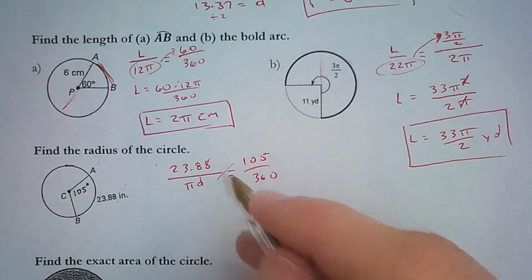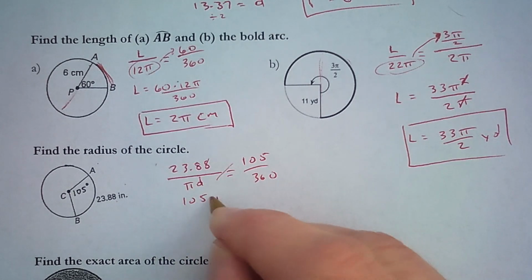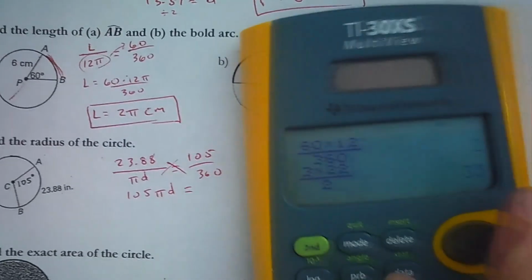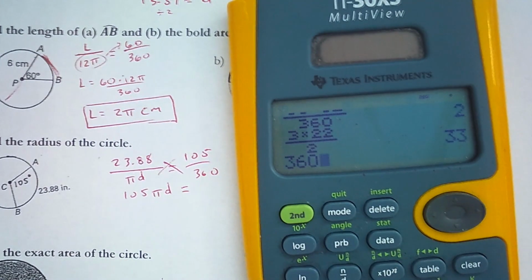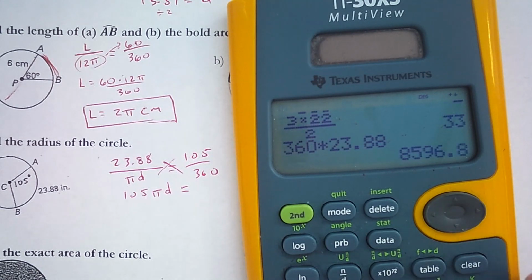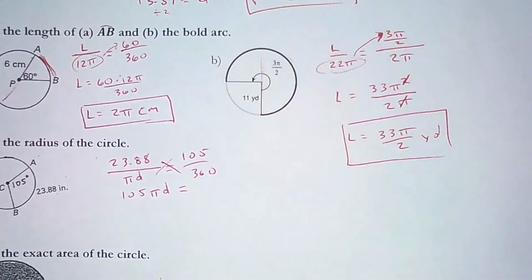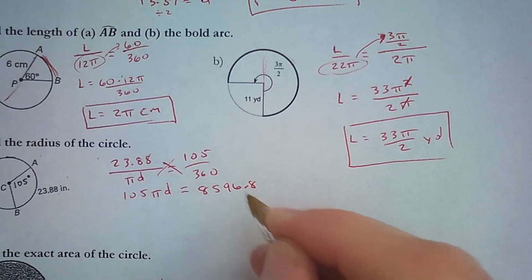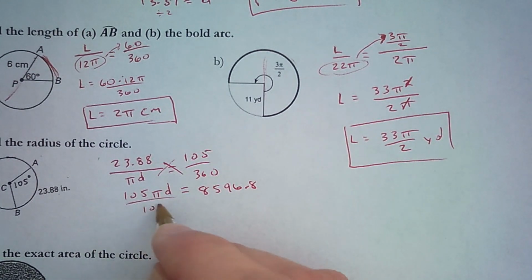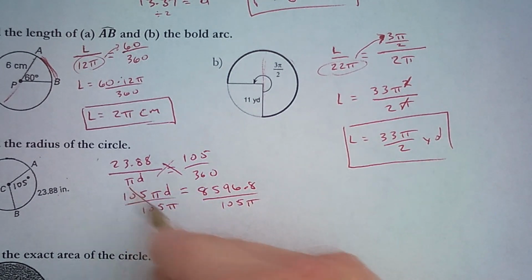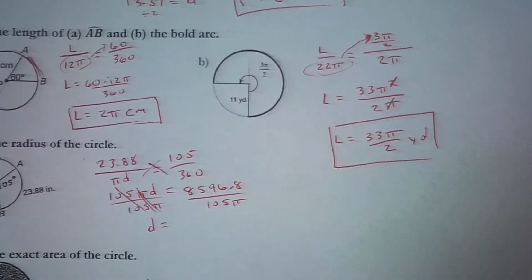So let's do our cross products. We have 105 times pi times diameter, and here we have 360 times 23.88, 8596.8. Okay, and then I can divide by 105 pi to get the diameter by itself.